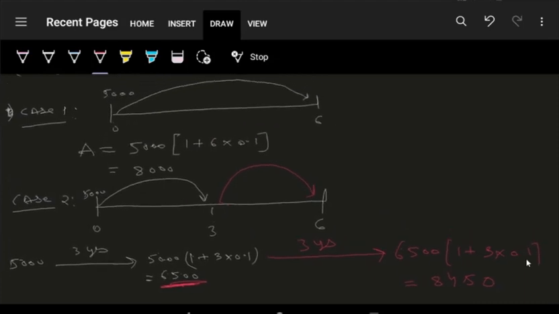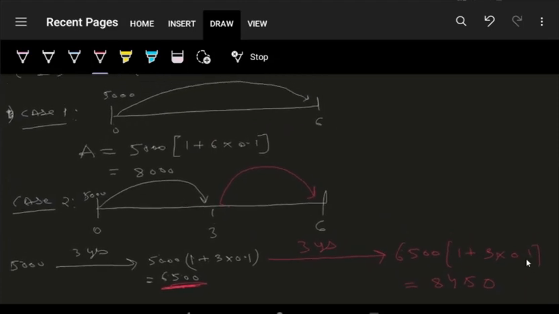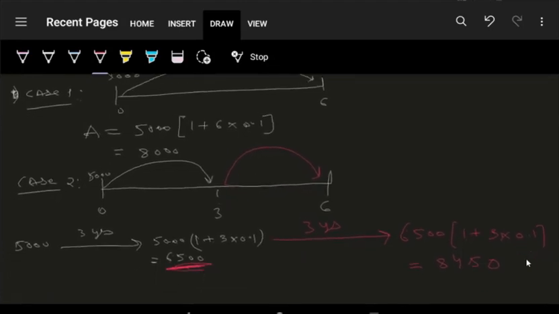In the first case, I did not reinvest the amount. I just started at time 0 and I checked my account at the end of 6 years and I got 8,000 rupees. But in the second case, I reinvested the amount at the end of the third year. So at the end of the third year, I had an amount of 6,500. I reinvested it again and got 8,450.